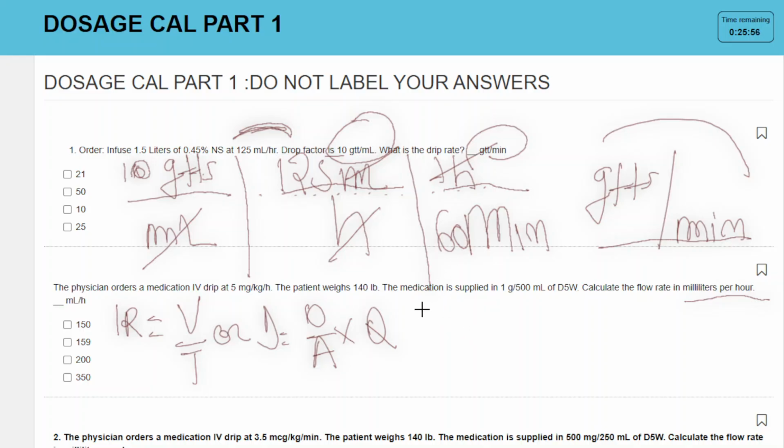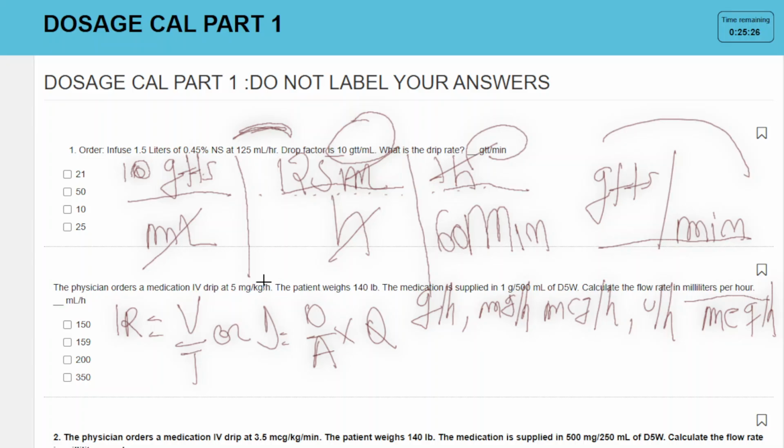It has to be in the basic shape of gram per hour, milligram per hour, microgram per hour, unit per hour, or mEq per hour. You need your order to be in one of those shapes. If they are not, you gotta bring them back.